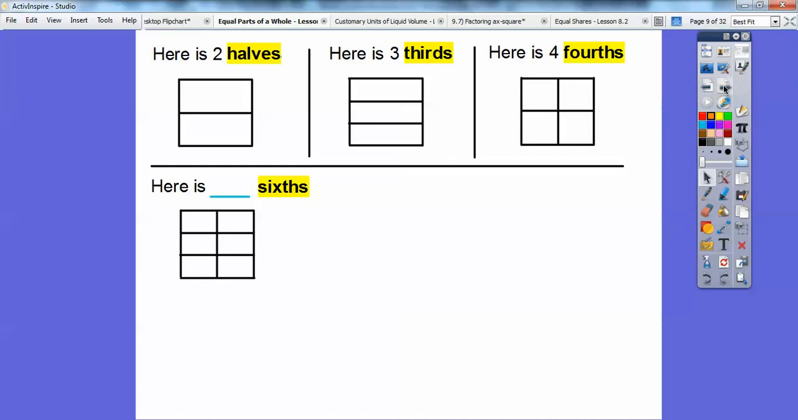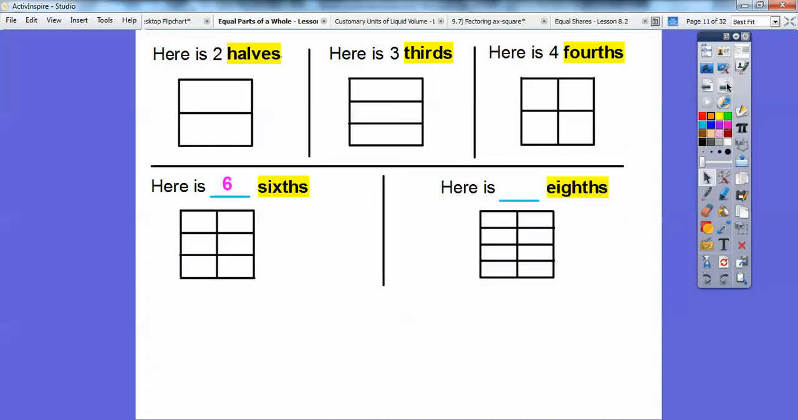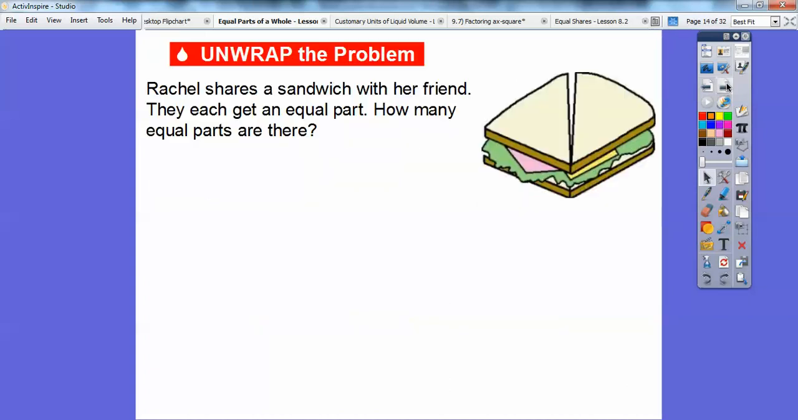How about this? How many pieces are in this sixth-size part right here? 1, 2, 3, 4, 5, 6. There are 6 sixths in this one. How about this? It looks like 8 eighth-size pieces right there, and they're all equal pieces. They're equal parts of a whole. So these are all equal parts of a whole.